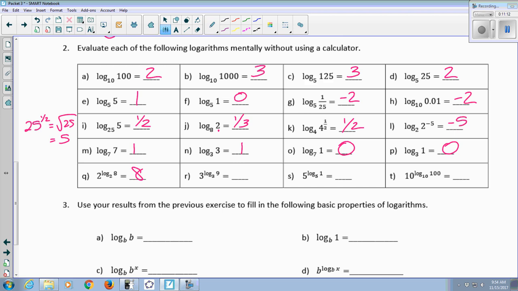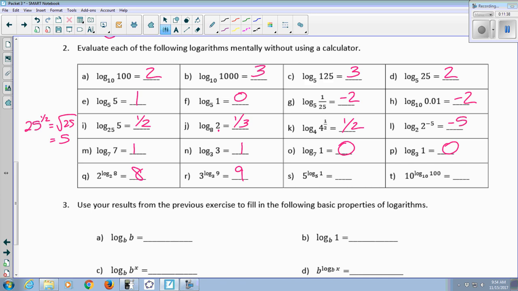3 to the log base 3 of 9. Well, let's just look at the exponent, right? Log base 3 of 9 equals, that's saying 3 to what power gives you 9? So that's 2. So log base 3 of 9 is actually 2. So this says 3 squared equals 9. So when I read this all out at the end, it says 3 to the log base 3 of 9 is 9.